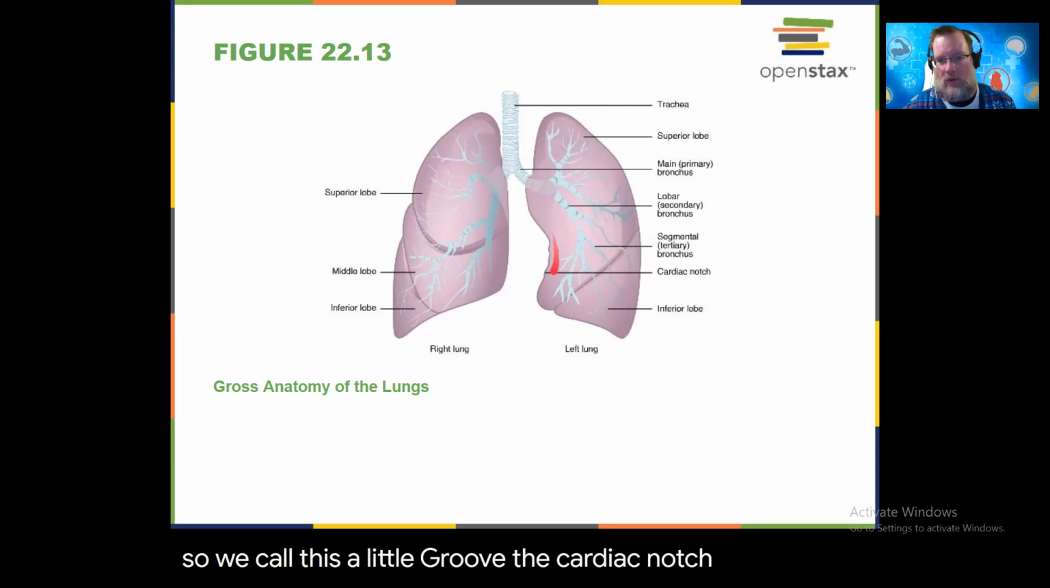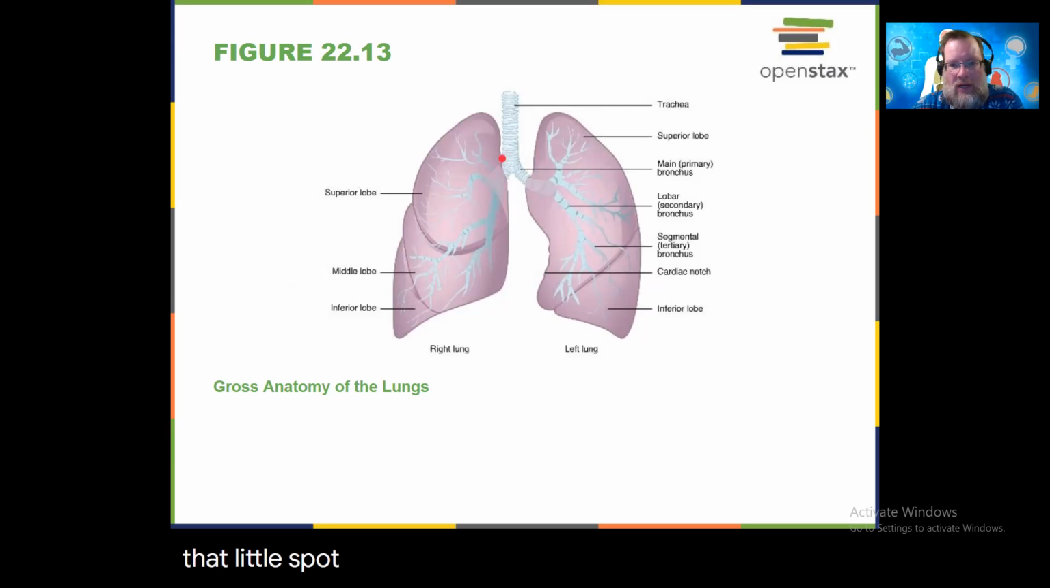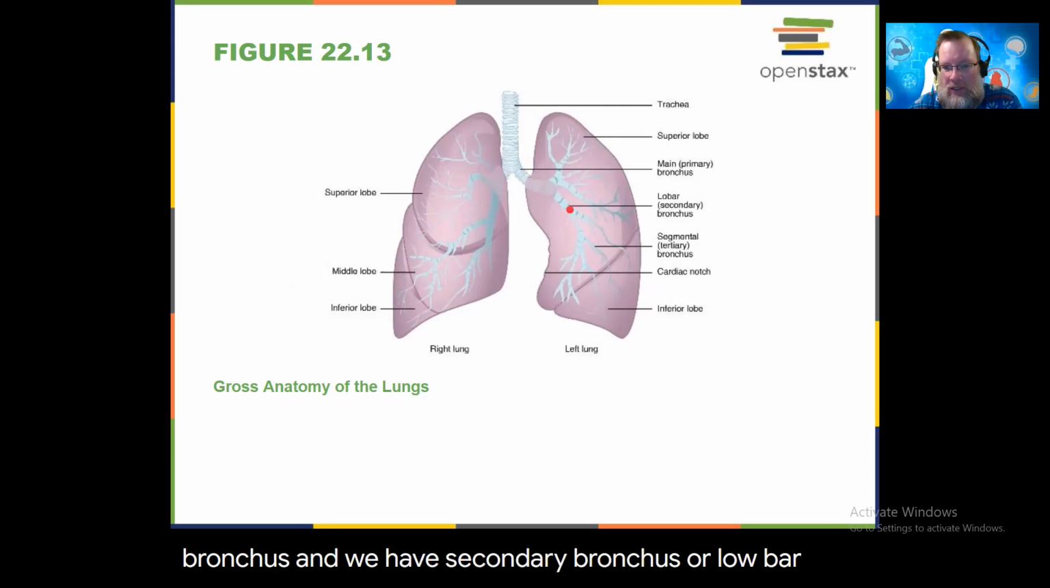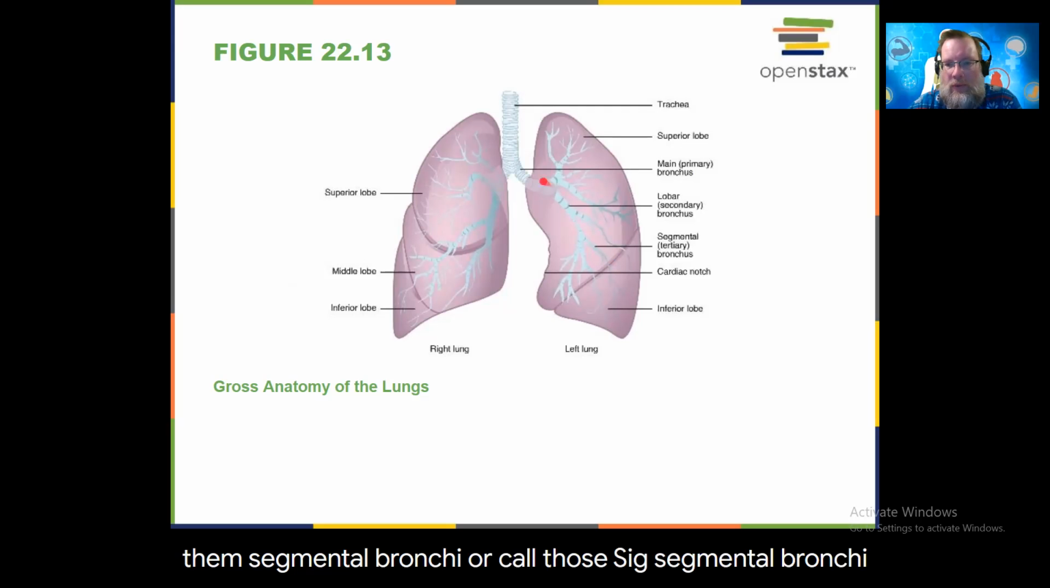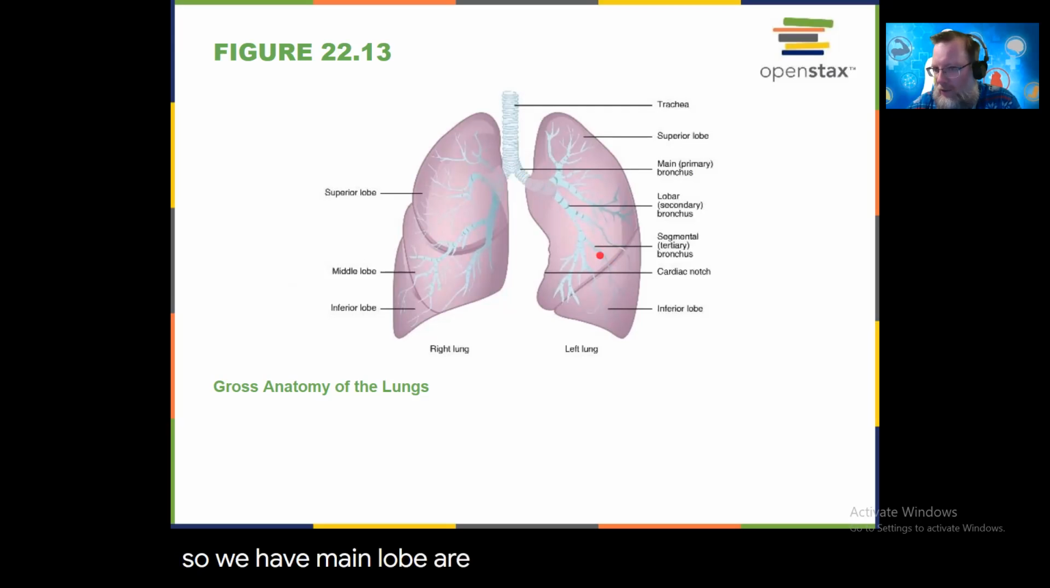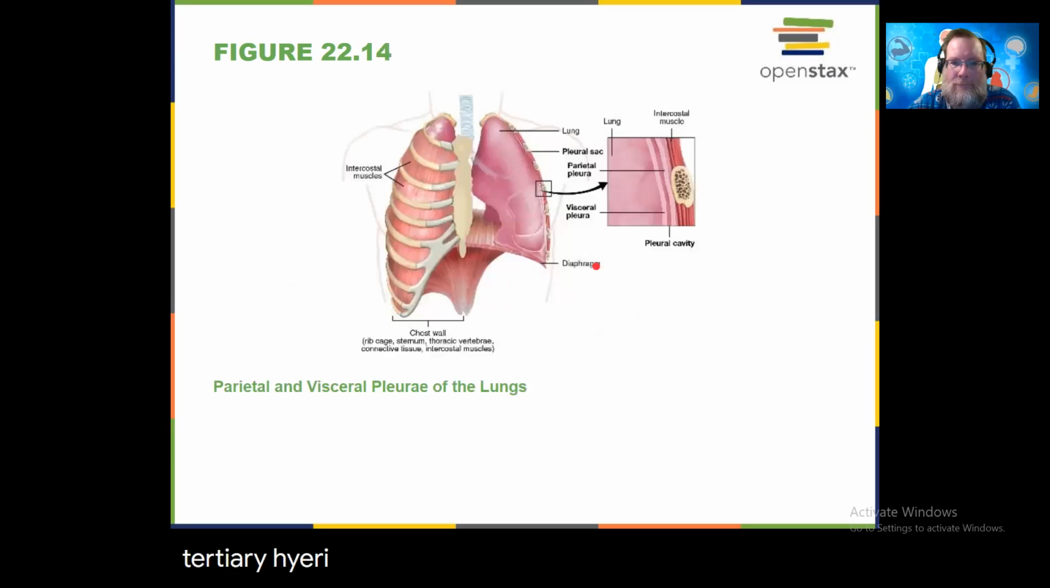You can almost see where the heart would fit right in that little spot. Again, we've got the main left primary bronchus, then the secondary or lobar bronchus, and then we get down to the tertiary bronchus. They also call those segmental bronchi. So we have main, lobar, segmental, or primary, secondary, tertiary. Then we look at some of the muscular structures, so we're working our way out even further.